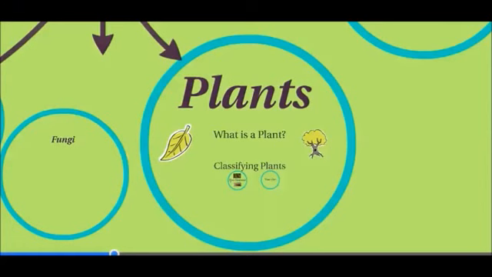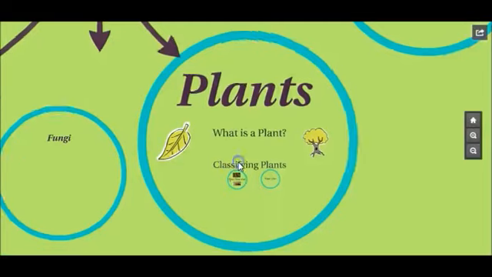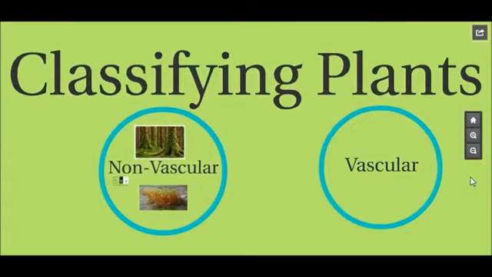In this lesson, we're talking about how plants are classified. Plants are classified into two main categories, non-vascular and vascular. The first category we're going to look at is non-vascular. But before we do that, let's look at a review of what vascular tissue is.